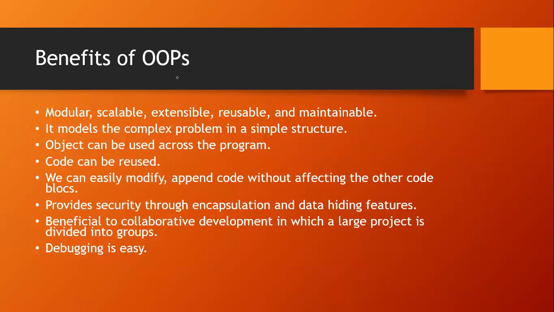Okay, so these are some of the benefits of OOPS. Why are we going to use it? Because it's modular, scalable, extensible, reusable, and maintainable. So it is well maintained. Suppose I wanted to change the color of the car from blue to black, it was very easy to do. So updates can be made easily, and it is reusable because of a property called inheritance, which we will be learning in further videos.